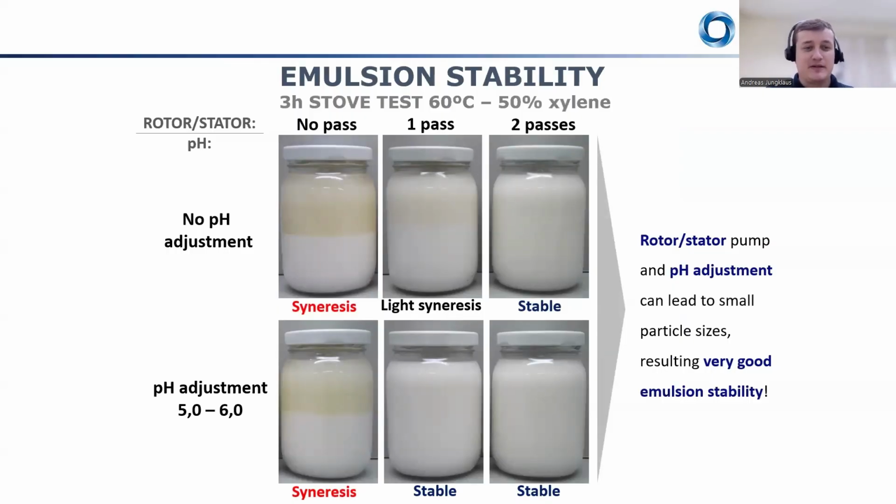Very good. So this visually shows the test results in a stove after an emulsion made using a rotor stator pump. It was kept at 60 degrees for 3 hours, and xylene was added to induce instability. An important aspect is to fill the sample up to the lid to avoid condensation on the lid and water accumulation from precipitation on top.